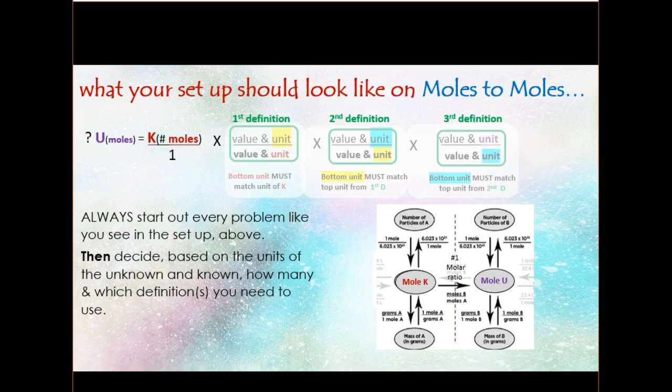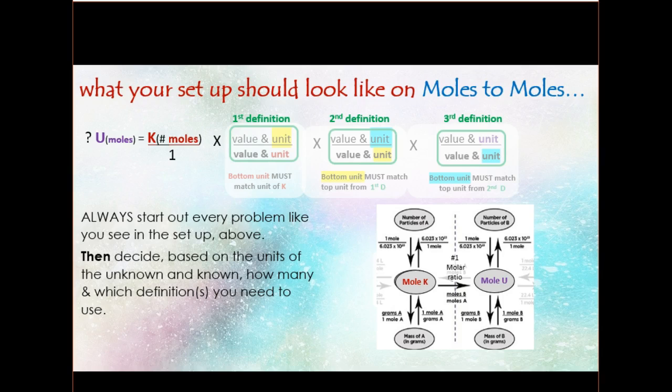We've had the same setup every single time. We always start with the unknown, which is units and material, equal to the known, the units over 1. In a mole-to-mole problem, you can see that in both cases the units are moles. Now your job is to decide which of the definitions, and you can see I've got all three shown, molar ratio or molar mass, is going to work best. Since they're both moles, there's only one definition that has moles in both of them.